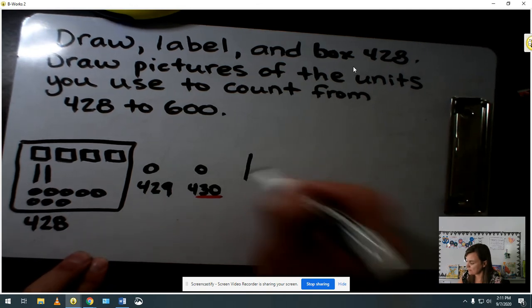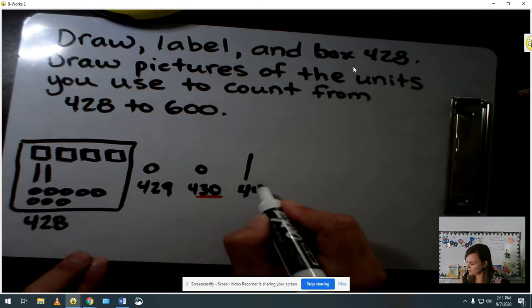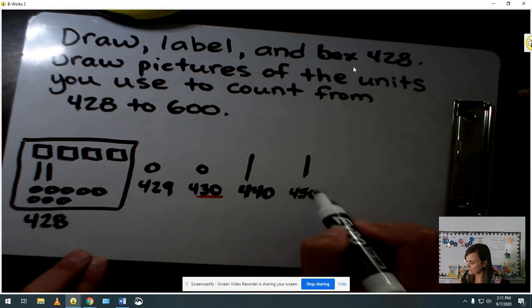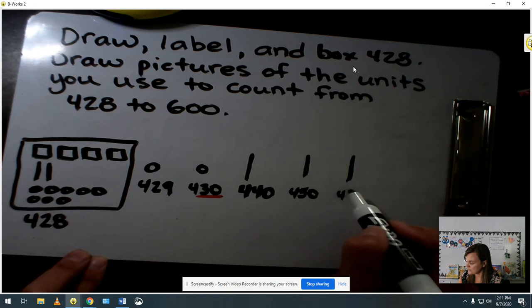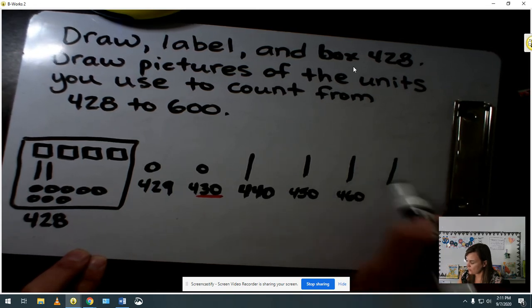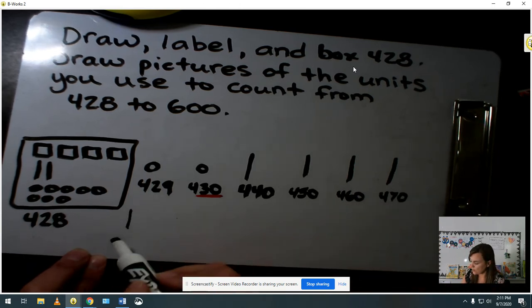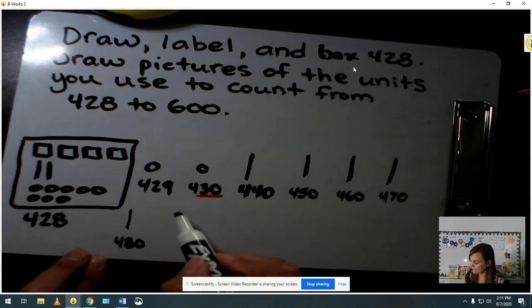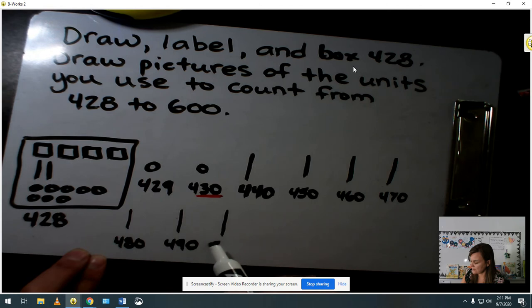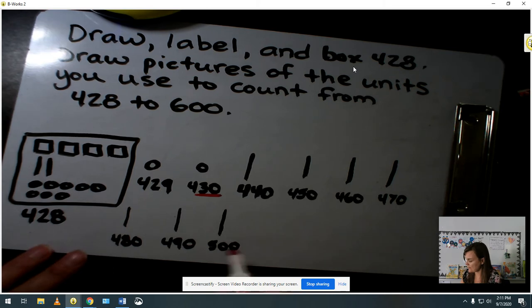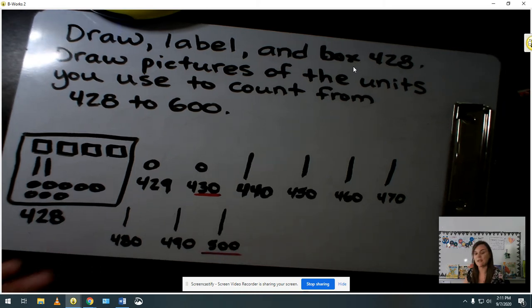If I add a 10, it becomes 440. 10 more, 450. I'm going to keep going. 460. 470. Ran out of room, so I'm going to come below. 480, 490. One more 10 makes it 500. New unit. I'm in a new unit. I don't have any ones. I don't have any tens. Now I get to count by 100.